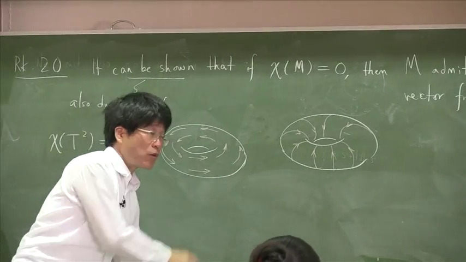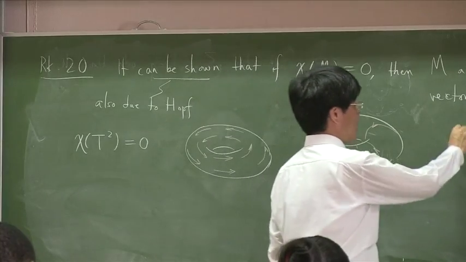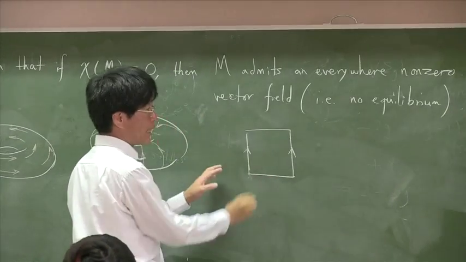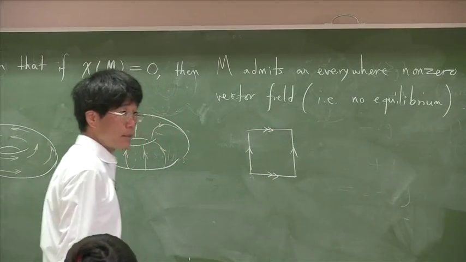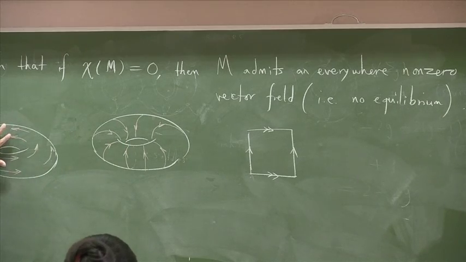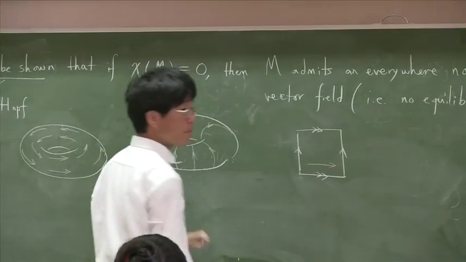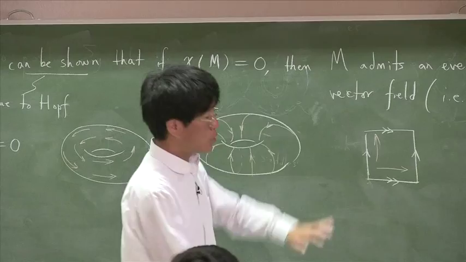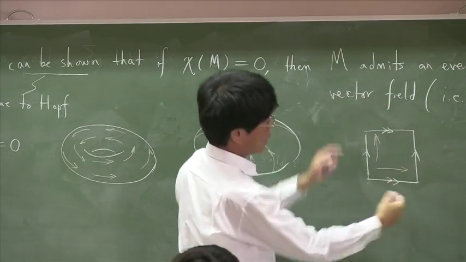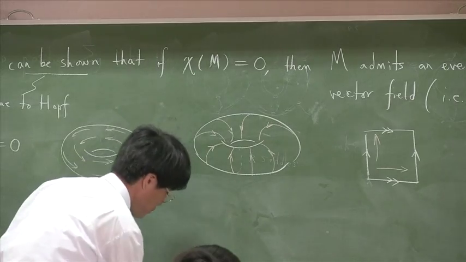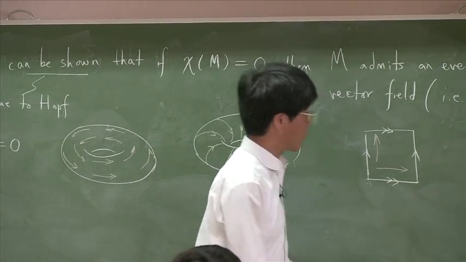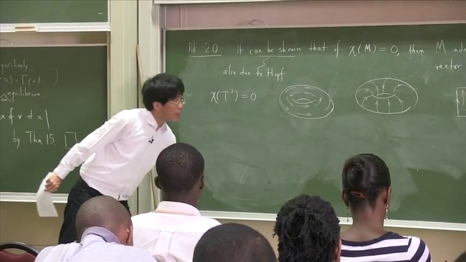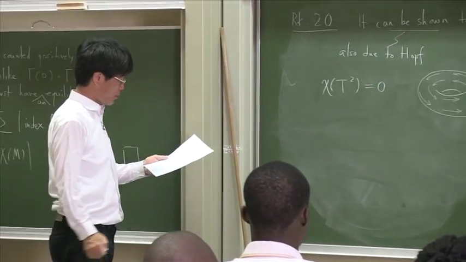These two pictures, although they look different, are in fact the same. Because think of the torus as made from a square. You remember how you can make a torus? I can identify this edge with this edge, and this edge with this edge, right? That's what it is. Well, this vector field is simply a vector field that goes this way, and this vector field is a vector field that goes this way. So either I'm rotating it like this, or rotating it like this. So it's the same picture. Anyway, there exists a vector field with no equilibrium, an everywhere non-zero vector field.